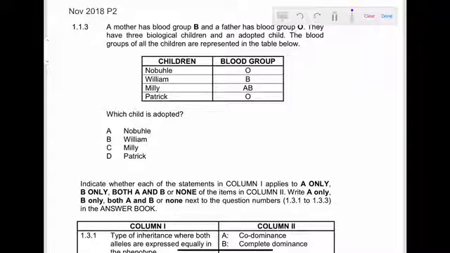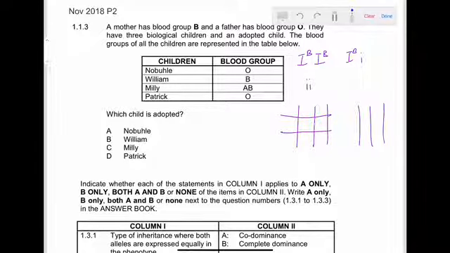If the mother is blood group B, she could be IB IB, or she could be IB little i. The father is blood group O. So we need to do 2 quick Punnett squares to determine which one of those is going to be able to give us the combination of phenotypes that we see in the table.